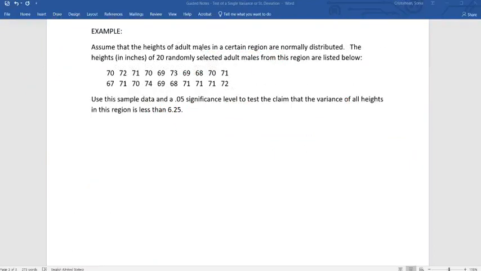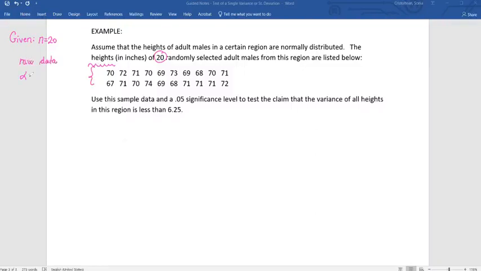Assume that the height of adult males in a certain region are normally distributed. The heights in inches of 20 randomly selected adult males from this region are listed below. Use the sample data and a 0.05 significance level to test the claim that the variance of all heights in this region is less than 6.25. So here we have the given information. The random variable is height in inches of males, and we have a sample of 20 data values, and we have raw data right here.